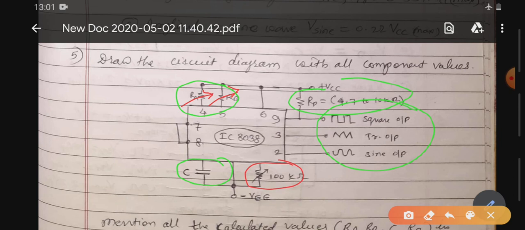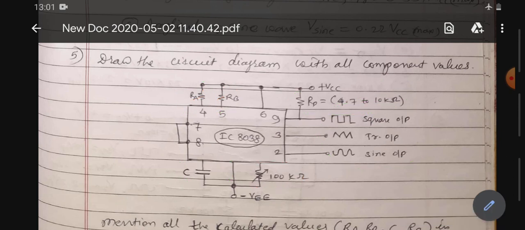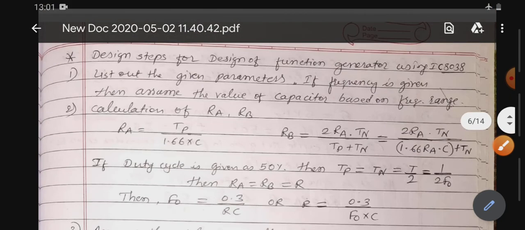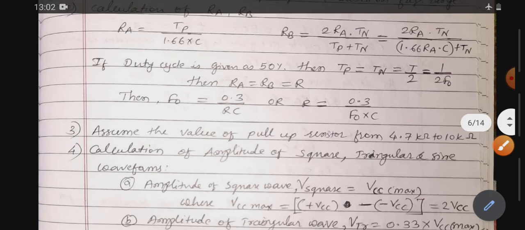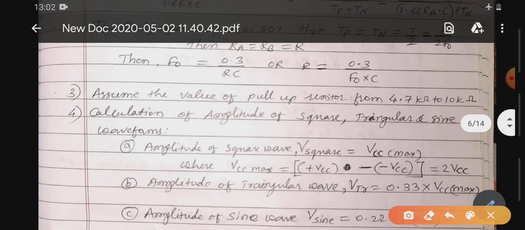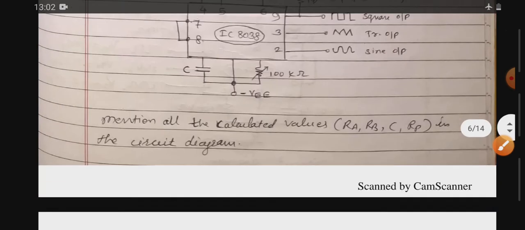Okay, so what are the design steps? Design step number 1 is, list out the given parameters, then select capacitor value based on guidelines, calculate the value of Ra and Rb. Then third one, assume the pull-up resistor value. Then fourth step, you have to calculate the amplitudes of the three waveforms, square, triangular and sine waveforms, using the standard formulas. Let us solve the problem based on this.